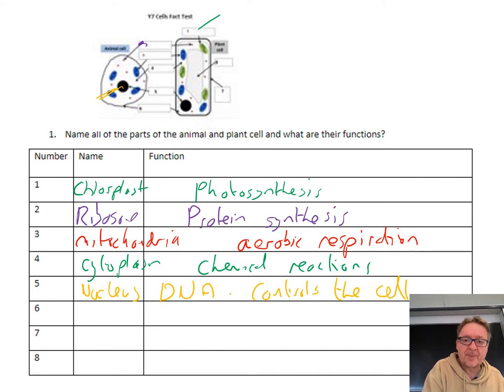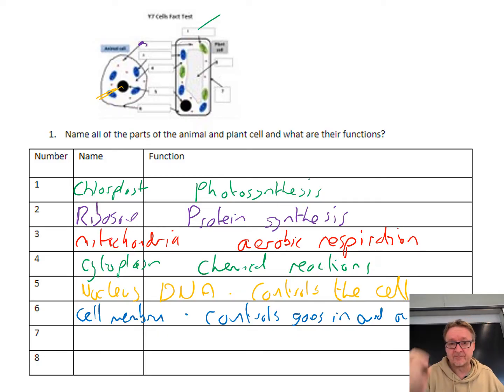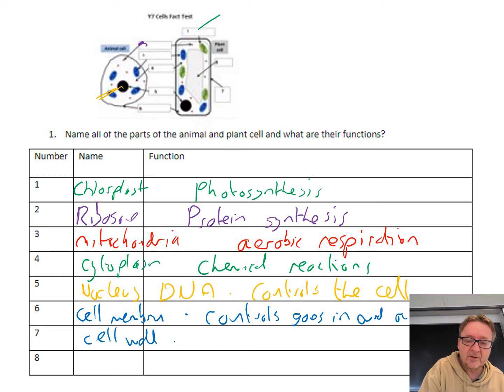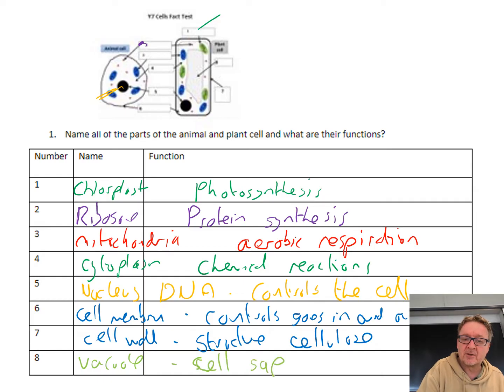Number 6, we've got a cell membrane, and what that does is it controls what goes in and out of a cell. Number 7 is a cell wall, which keeps the structure, and it's made of cellulose. And number 8, go back to green, is a vacuole, which contains cell sap, which keeps the cell or the plant upright.